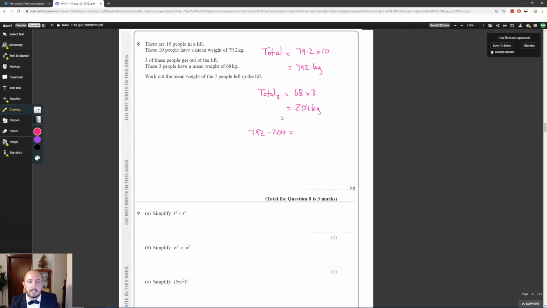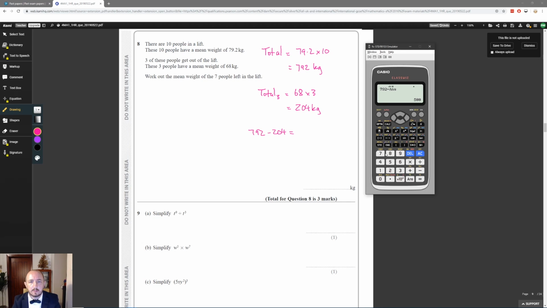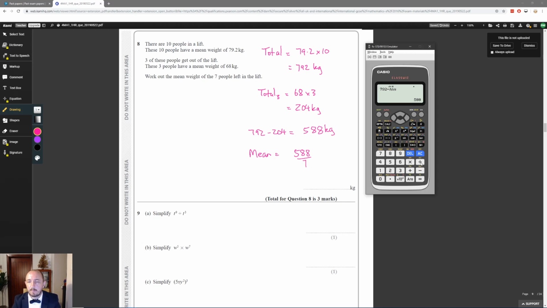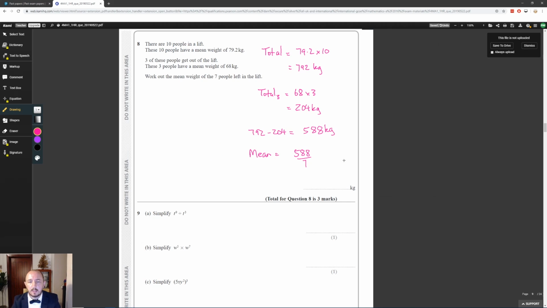So now the combined weight of the 7 people that are left is 792 minus 204. It's 588. That's not right. Yes, it is. So 588 kilograms for 7 people. So the mean will be 588 divided by 7. 84 kilograms.